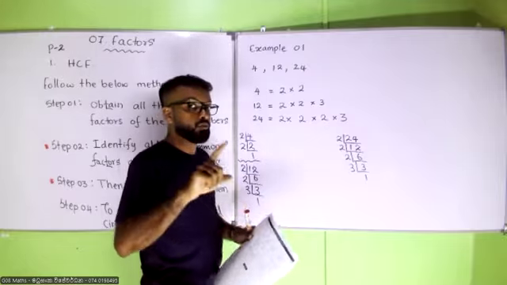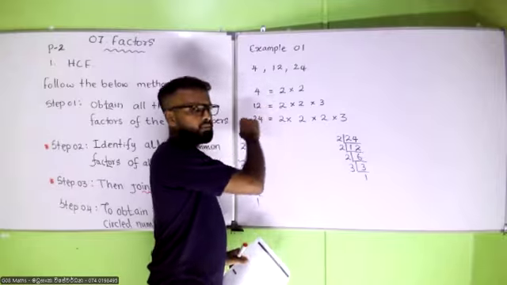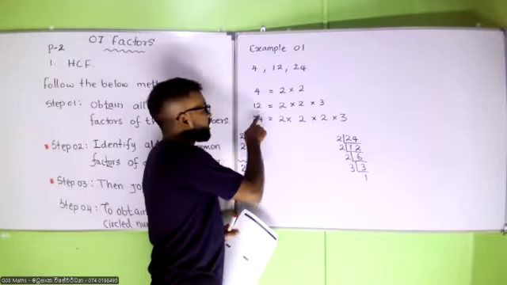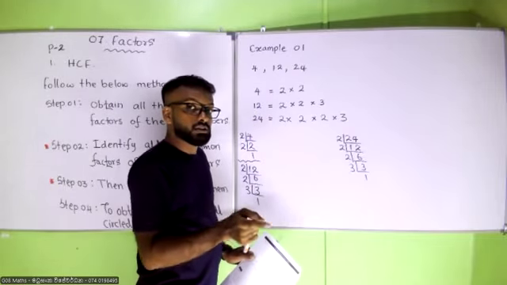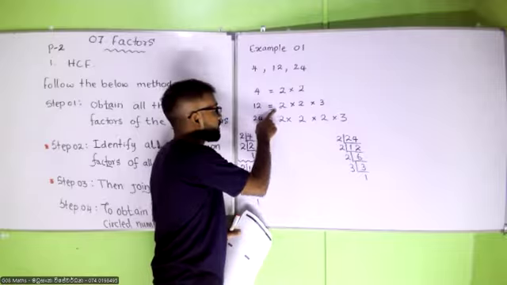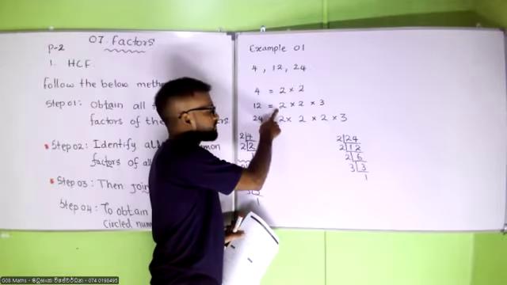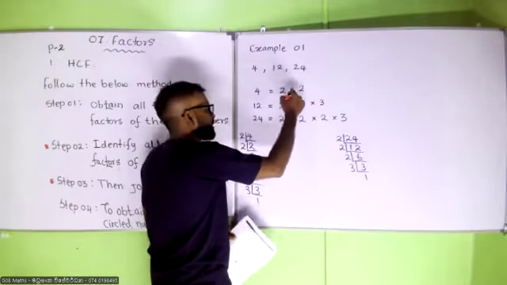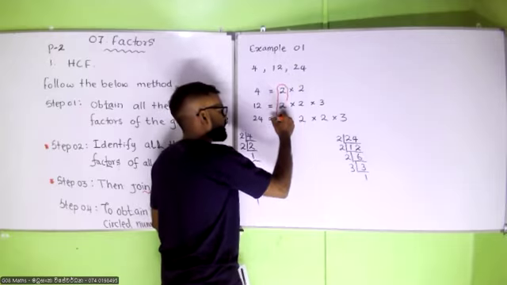Now I am going to find the common factors. I am going to consider these 2 first, and I am going to find the same 2 from my 12 as well. I have a common factor 2 here, and in 24, another 2 is a common factor. So I can circle them like this.